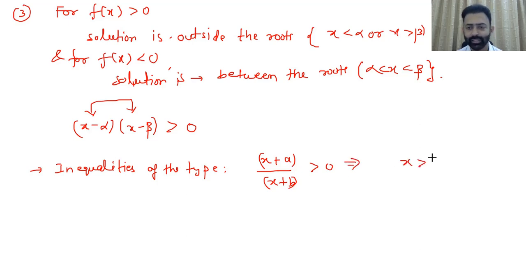So x is greater than b or x is less than a. In this case it will be minus b and minus a. You just make this as minus a and minus b in order to avoid the confusion. And yes, you have to decide whether a is greater or b is greater. Okay, so this is it about the inequalities.